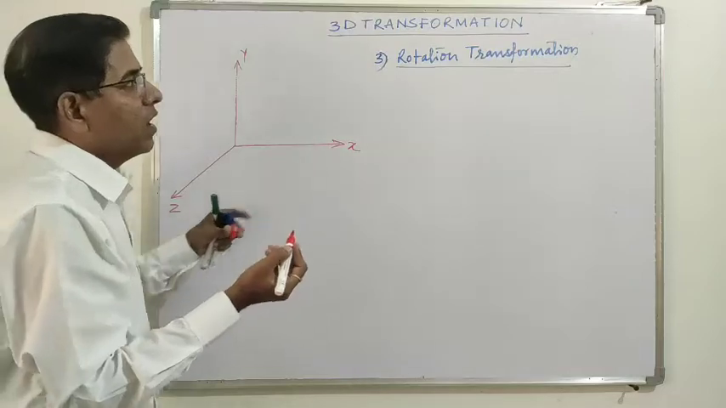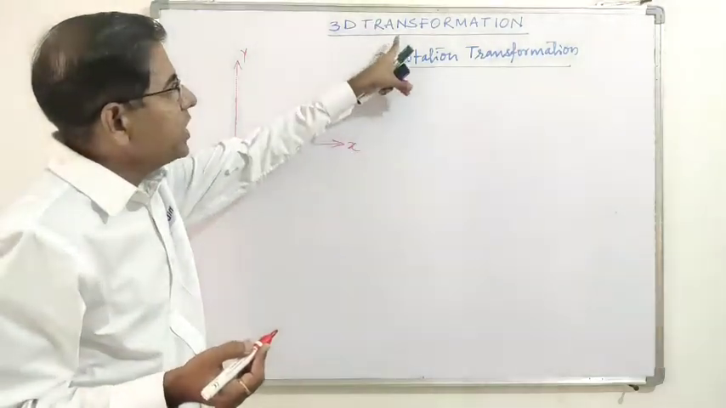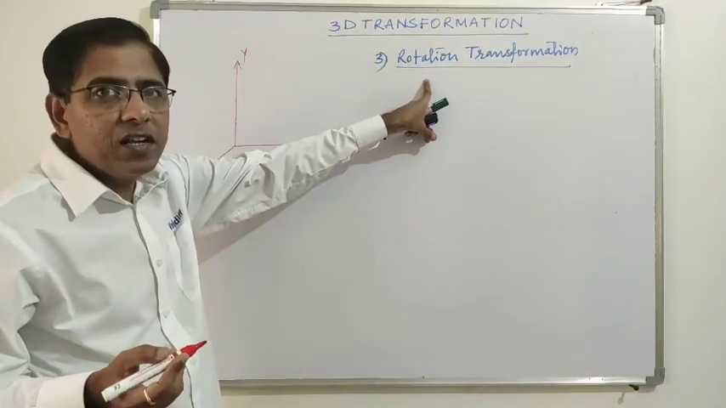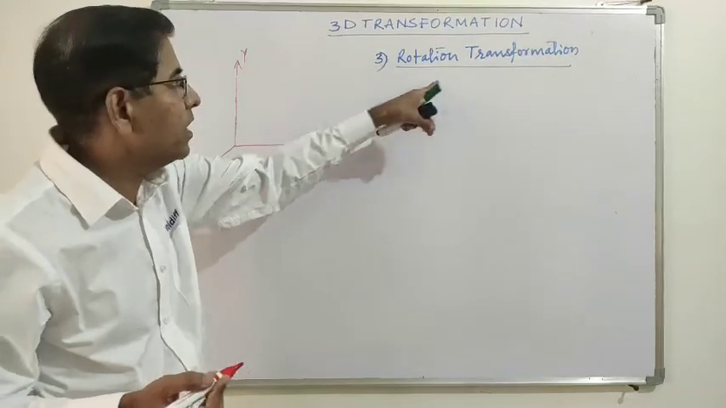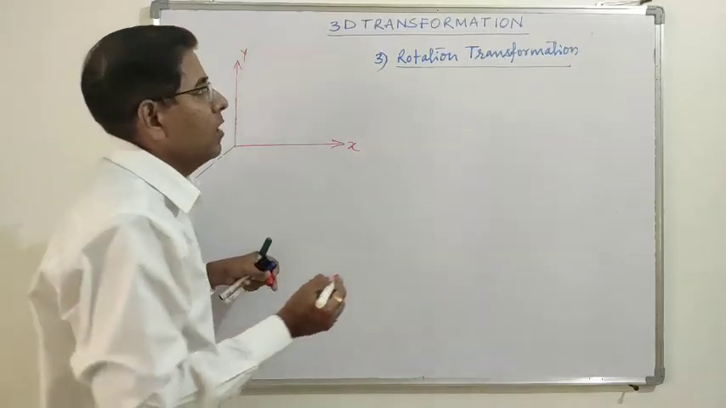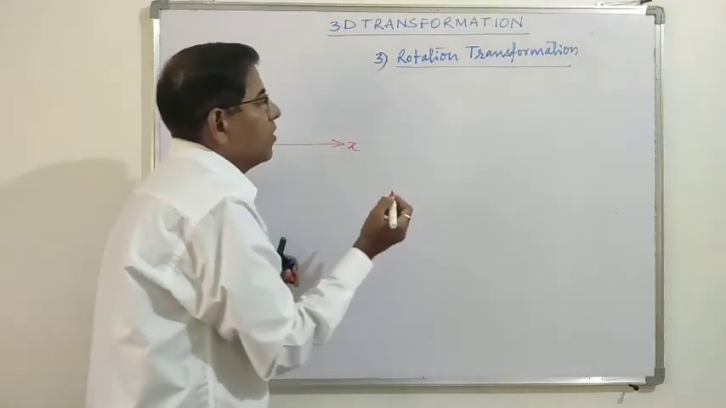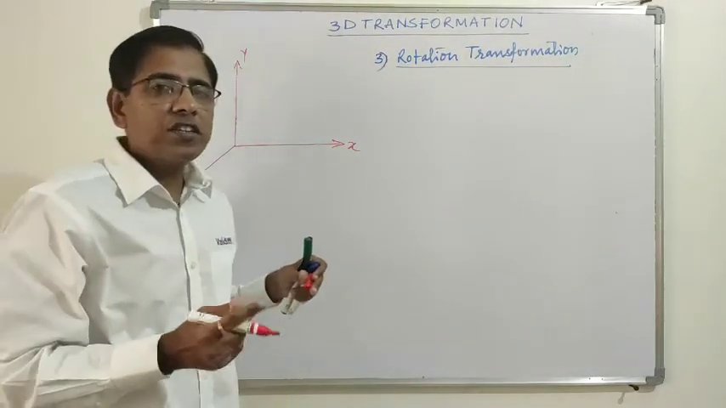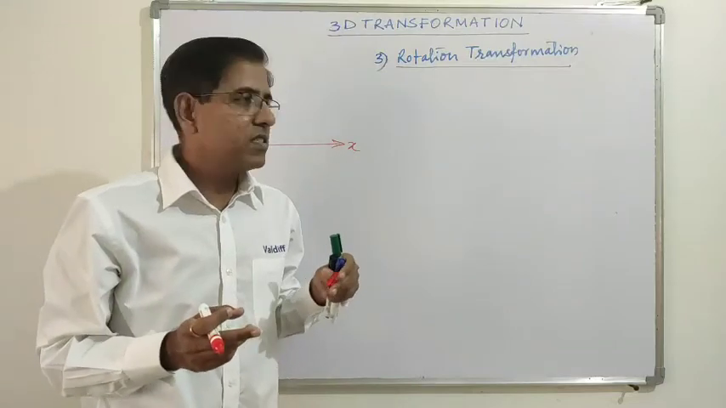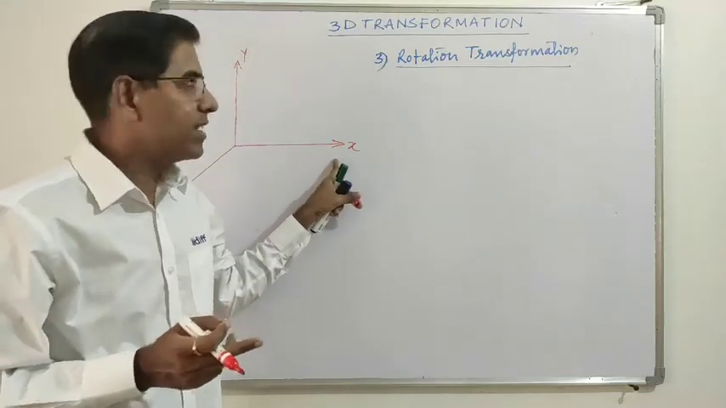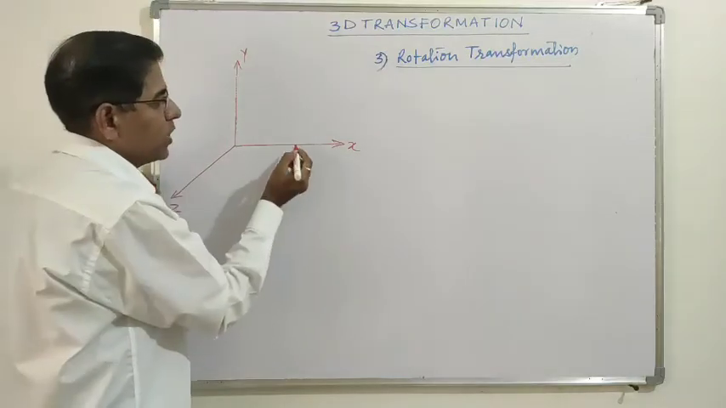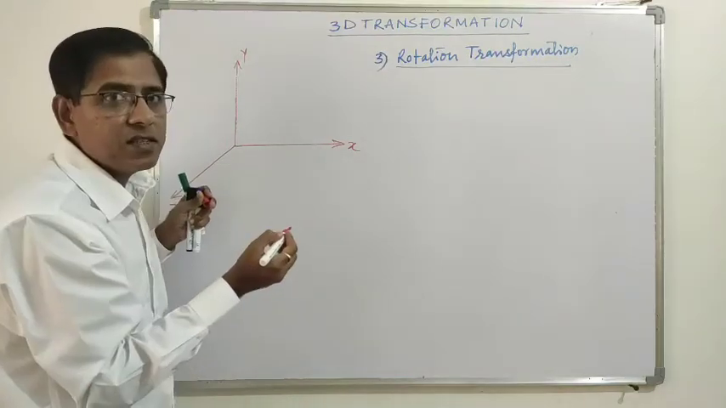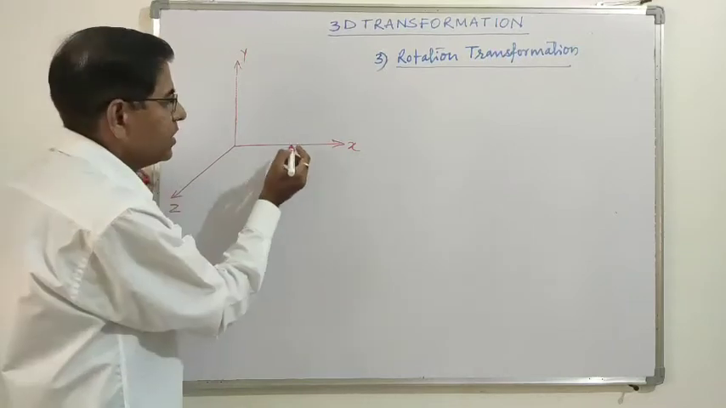So in 3D transformation, rotation is happening about a line or about an axis. First we'll see the rotation about the three principal axes, that is rotation about x-axis, rotation about y-axis, and rotation about z-axis. So there are three principal axes in 3D transformation.